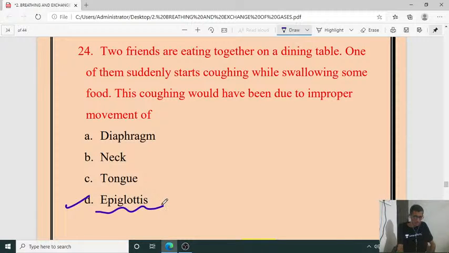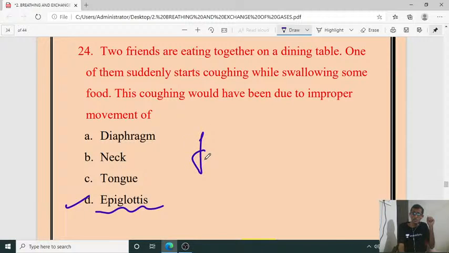Okay, so the epiglottis is one of the important parts whose function is to protect the passage of the trachea from the entry of food. So for that, the epiglottis is a very important structure. Due to improper movement of the epiglottis, the food may enter into the trachea.